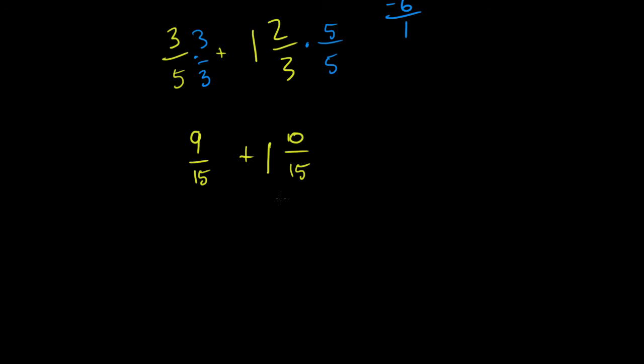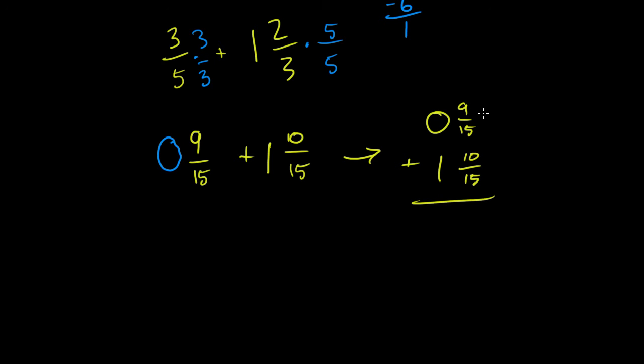Okay, so now let's see. How could I add these two? Well, since there's not a whole number in front of this fraction, I suppose I could imagine that I have 0 whole to go along with my 9/15. And then because I prefer to add these vertically, I like to think about it as 0 and 9/15 plus 1 and 10/15.